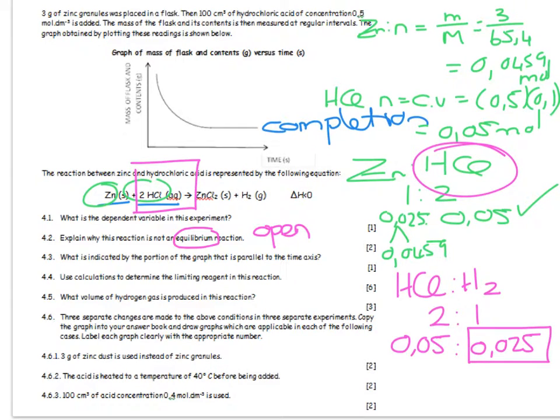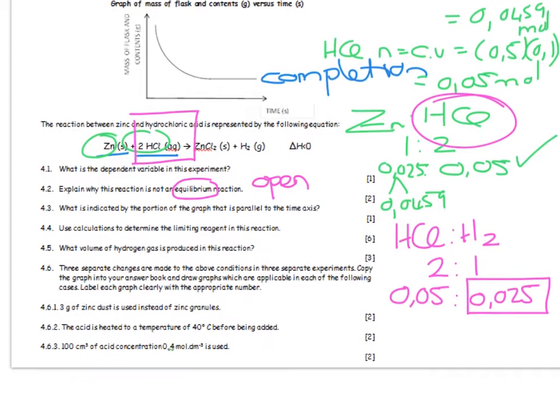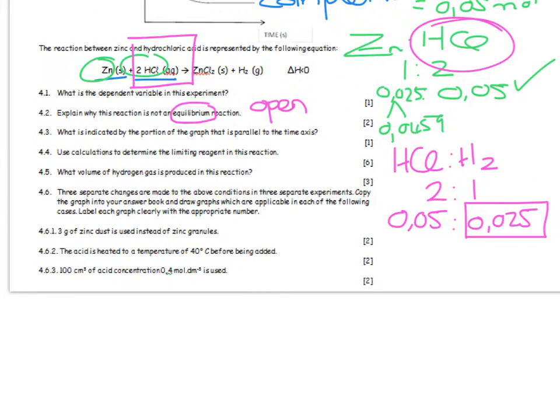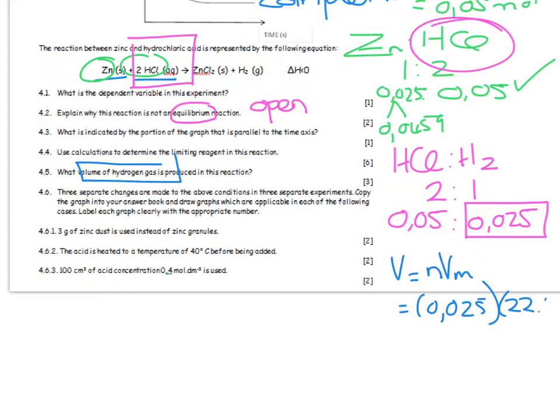But I'm interested in the volume, which means that I now need to use that it's at STP. I don't know if they said it. No, they didn't, but they should have said it was at STP. V is equal to number of moles times molar volume, 0,025 multiplied by 22,4, and that's equal to 0,56 dm³.